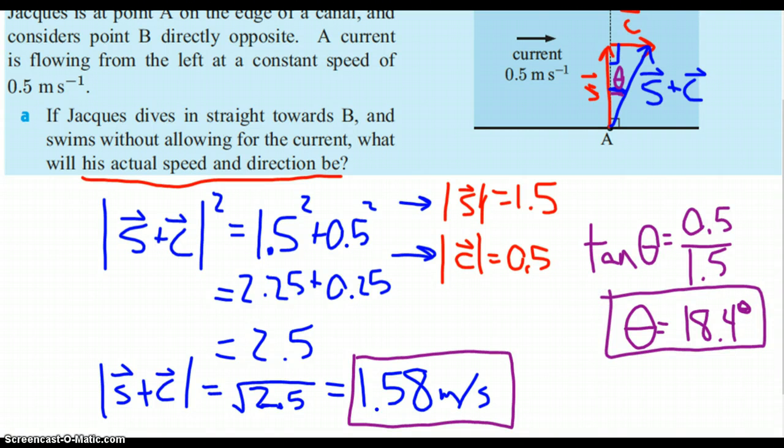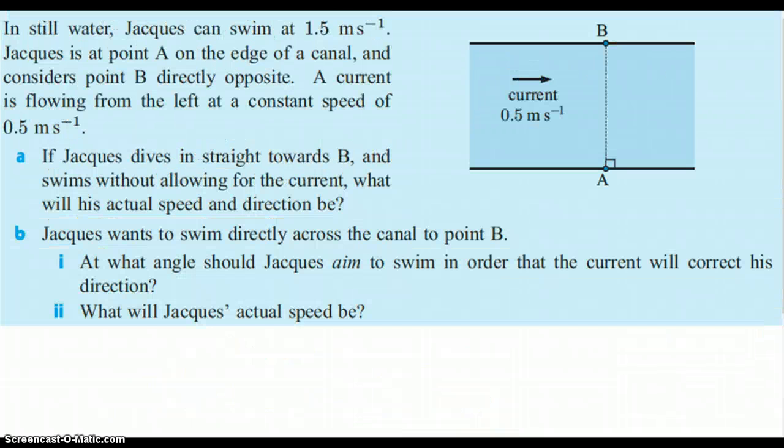Okay. The second part of this problem, Jacques notices that that's going to happen. That's going to get him off course. He wants to swim directly across the canal to point B. So he wants to end up at point B. So he realizes he needs to aim upstream somehow.